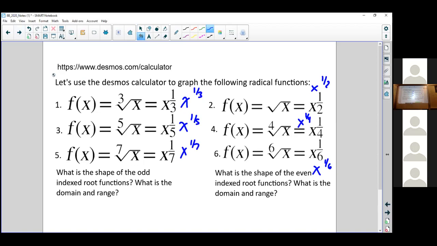And we're going to deal with this. What is the shape of the odd index roots? What is the domain and range? So the shape of the odd index roots basically looks like this, and the domain and range are negative to positive infinity. What is the shape of the even? The even basically does this. Looks like that. You have a starting or an ending point. And then the domain and range can either go to infinity or come from infinity, depending upon the direction of our graph.